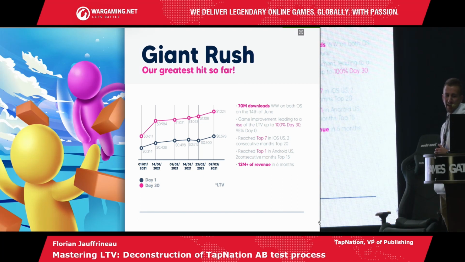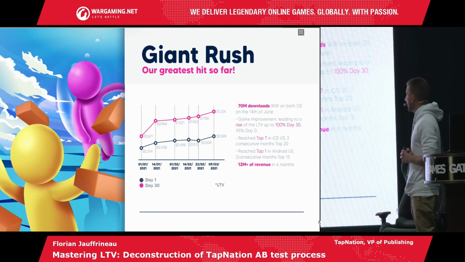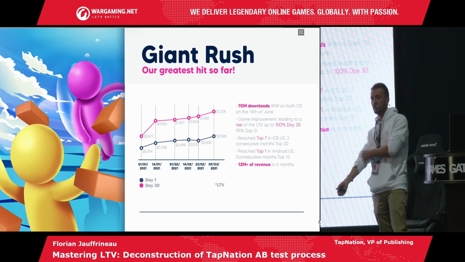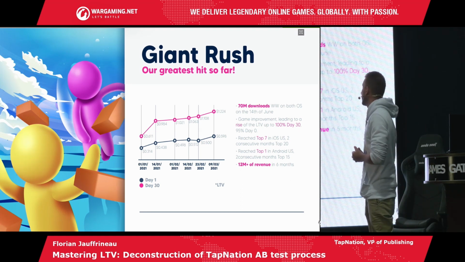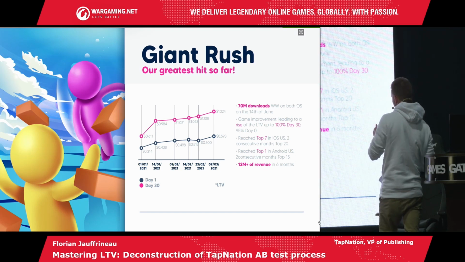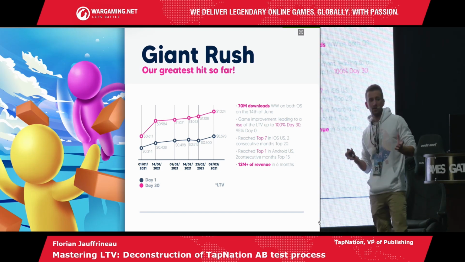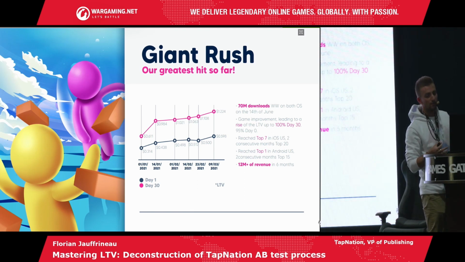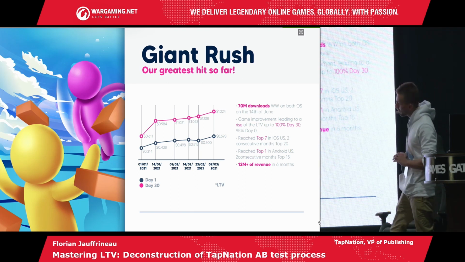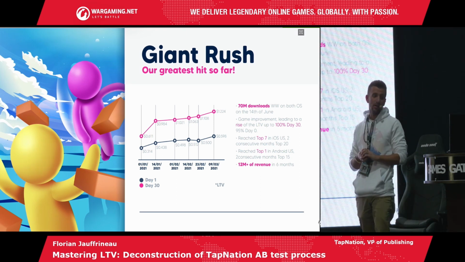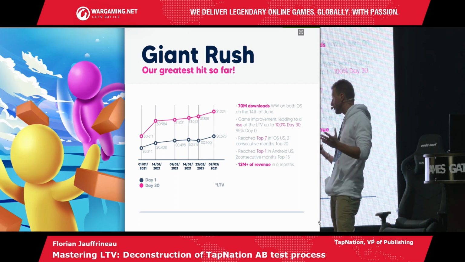It was a game that was top 7 in iOS. It stayed in the top 20 for 2 consecutive months, and it was top 2 in Android in the US, top 1 even, and it stayed in the top 10, I think top 15, for 2 consecutive months. In about 6 months of publishing, it had generated 12 million in revenue, which is a really well-performing game.